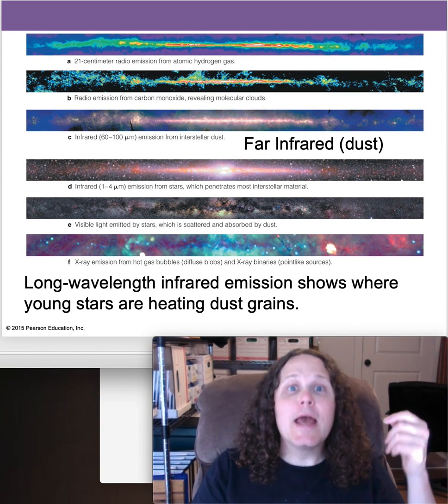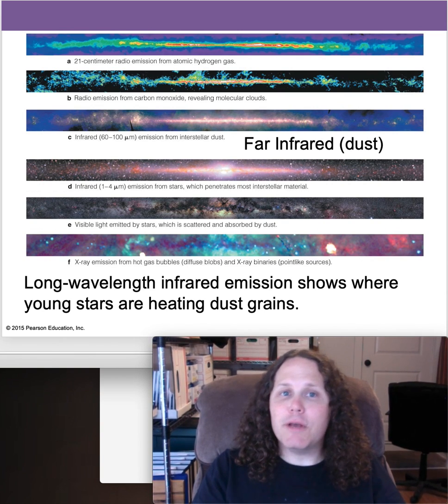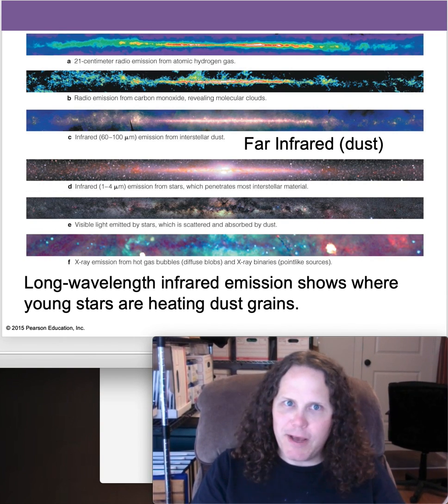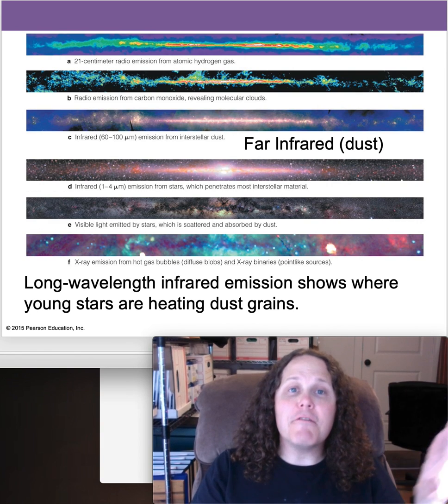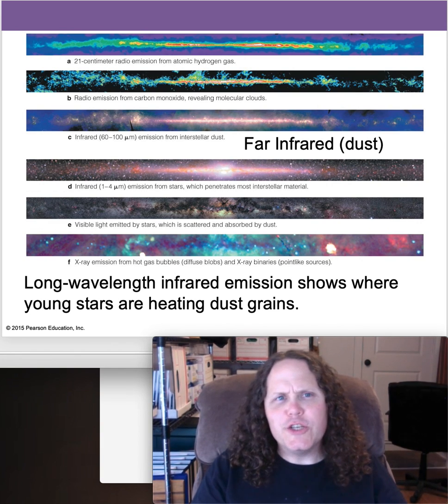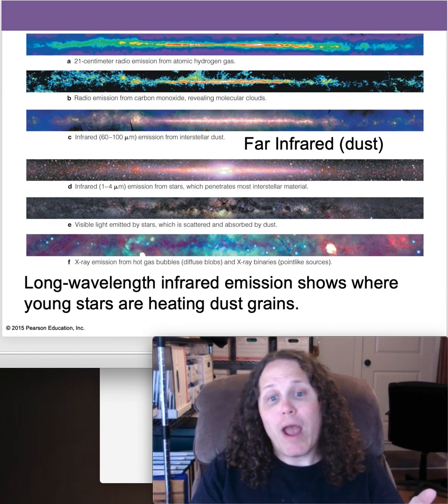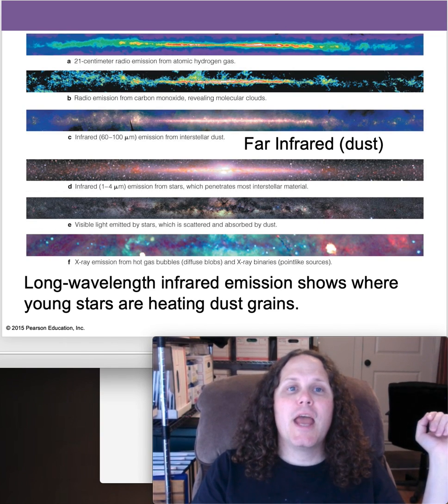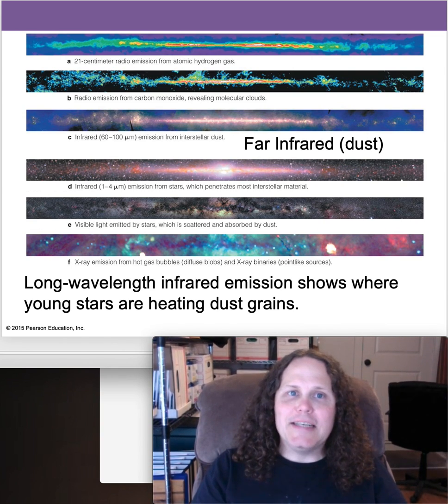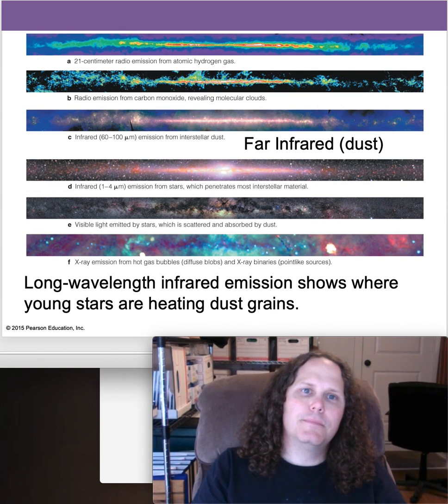You, human, glow in the infrared because of your temperature. Dust in space does as well, particularly in the far infrared, that is, the region of the infrared spectrum that is far away from the visible spectrum. So far infrared light tells us where in the Milky Way dust is.